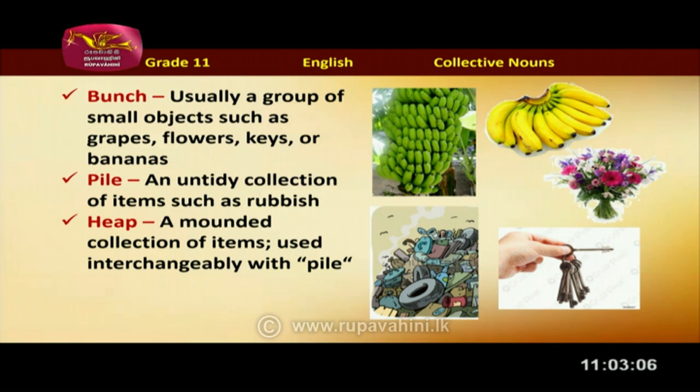And you can call a bunch of grapes, bunch of flowers, bunch of keys. See, you can see the keys there. Right. And the next one, a pile. A pile is an untidy collection of items, especially the rubbish, we call pile of garbage. And the next one, heap. Heap also, a mounded collection of items, and we use that with pile of garbage as well. It goes with the pile as well. You can see a heap of garbage, a pile of garbage in this picture.